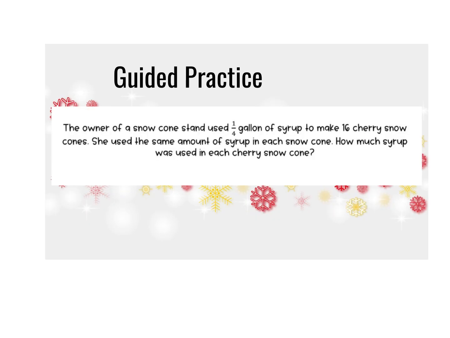All right, question number 2. The owner of a snow cone stand used 1/4 gallon of syrup to make 16 cherry snow cones. She used the same amount of syrup in each snow cone. How much syrup was used in each cherry snow cone? So I have 1/4 divided by 16 snow cones. So 1/4 gallon divided by 16 snow cones.